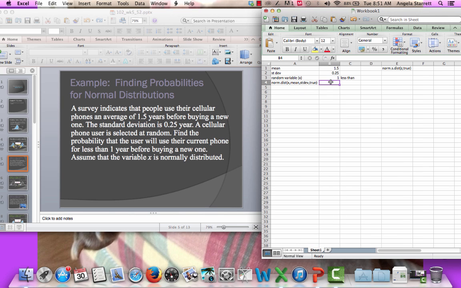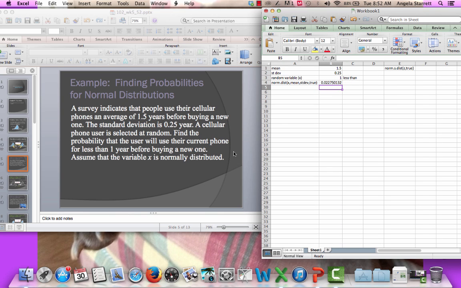Okay? So, and remember, it's always going to give us the probability of less than. So we check that we want less than 1 year. So there's no other math I need to do. I simply need to do equals norm.dist. All right, my random variable is 1. My mean is 1.5. My standard deviation is 1/4. And I always got to say true.